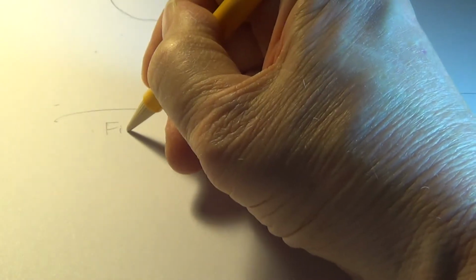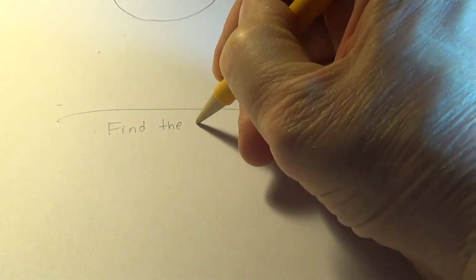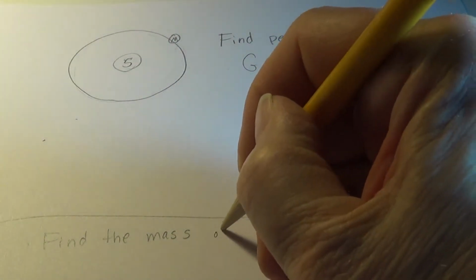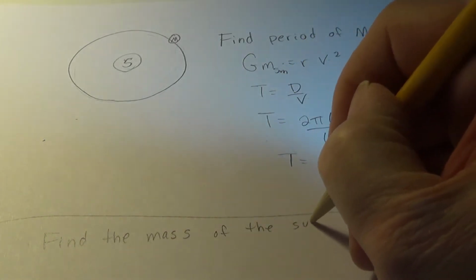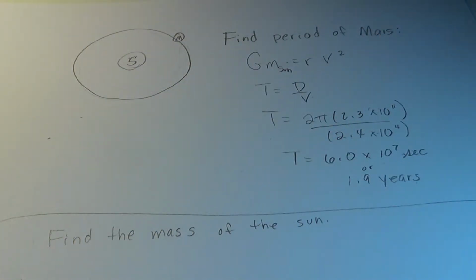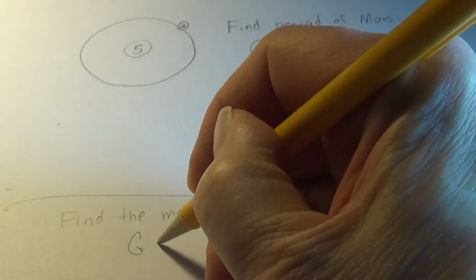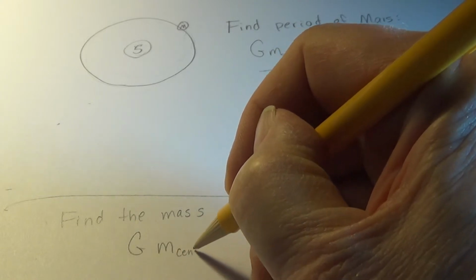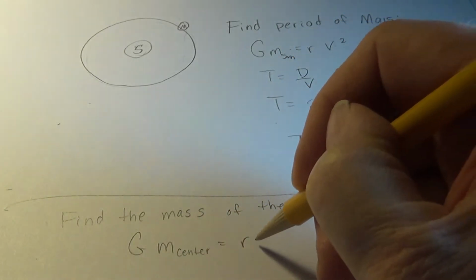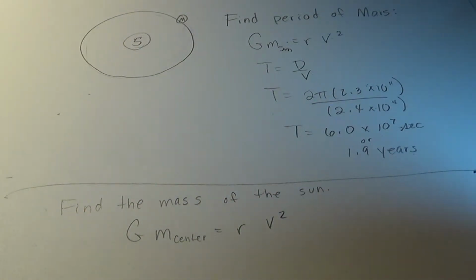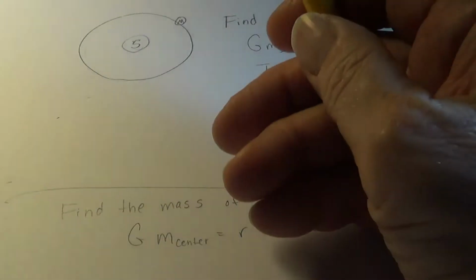All right, the last example I'm going to give you is simply find the mass of the sun. We actually used the mass of the sun in one problem, but let's say we don't know it this time, and we're going to find the mass of the sun. Everyone should know the mass of the sun. So I know that boiled down equation was gravity, mass of the thing in the center, equals radius times velocity squared.